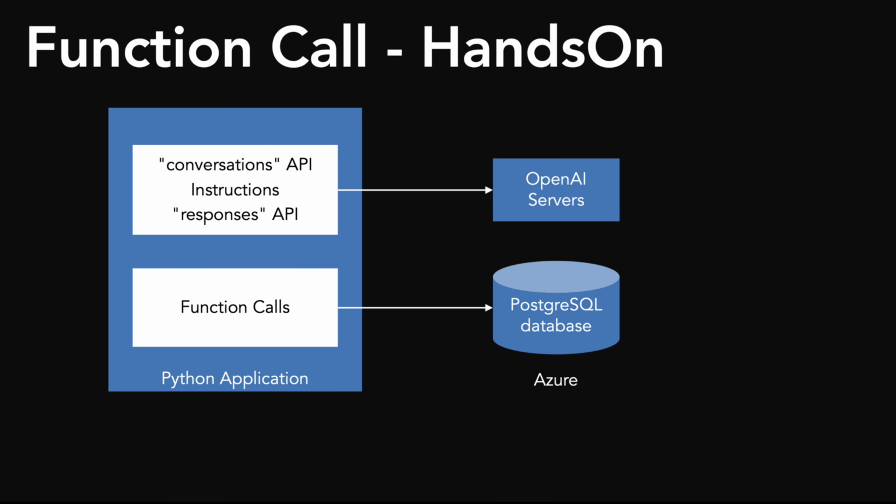So the first thing that I have to do as a prerequisite is to create a PostgreSQL database or a PostgreSQL server on Azure and then load the database with multiple tables. And we'll be using multiple functions in the Python application to make a call to this PostgreSQL database server, and the Python application would be on our laptop.